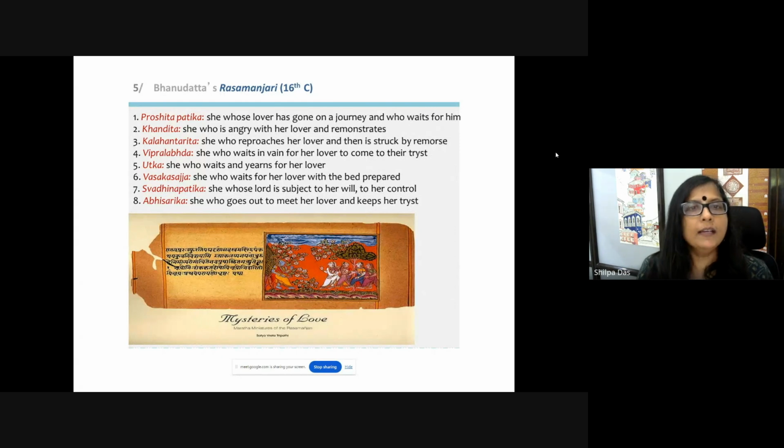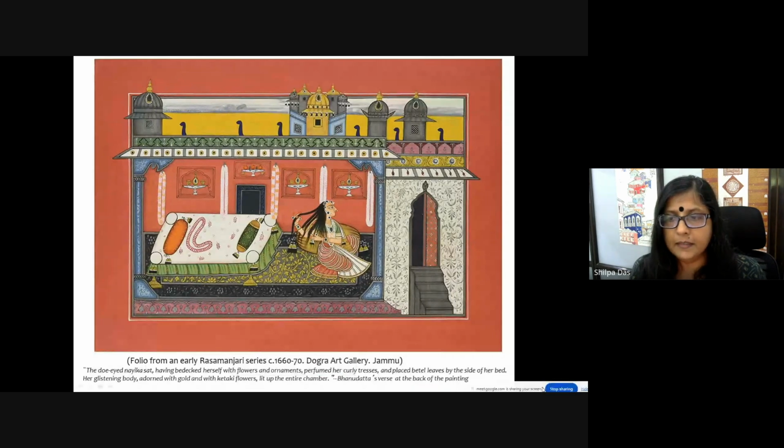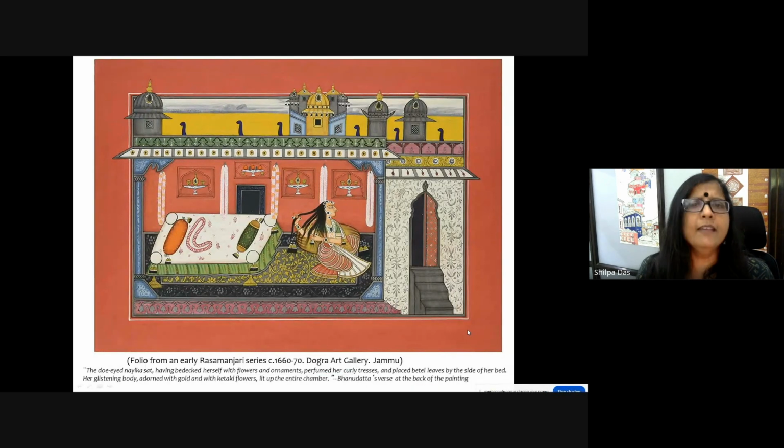So, if we look at Vasaka Sajja, she who waits for her beloved with the bed prepared, then just look at this painting, observe it for a bit, and can anyone tell me what are all the elements that you see here? In random order, anything. What is it that strikes your attention in this painting?